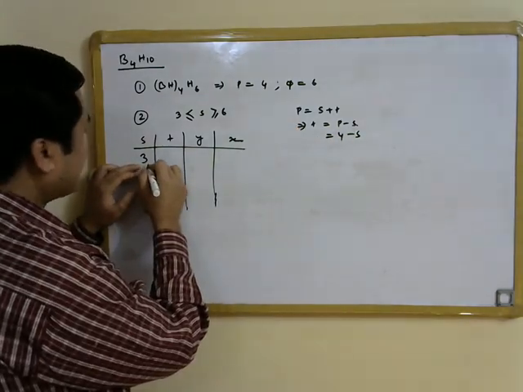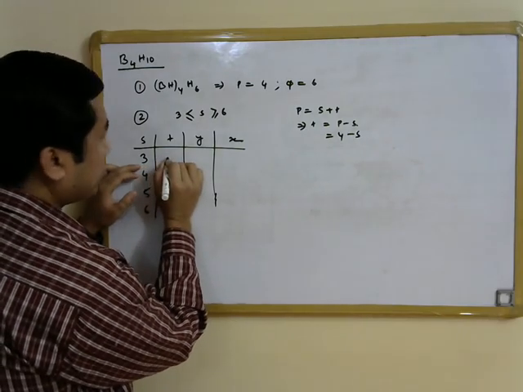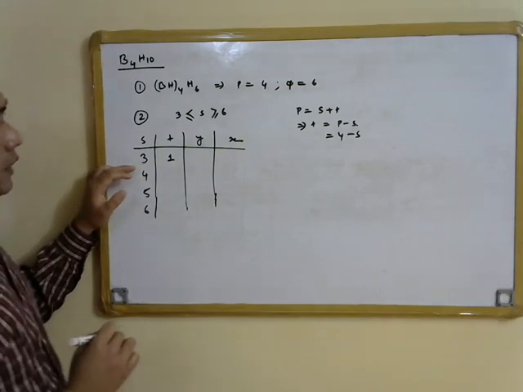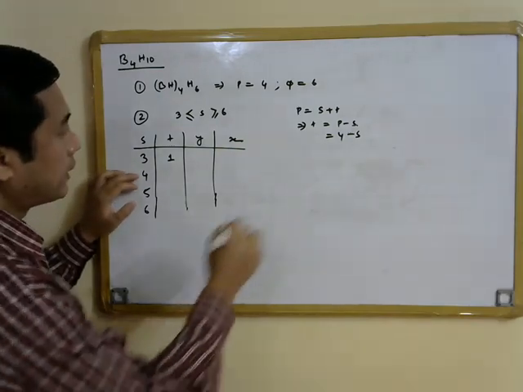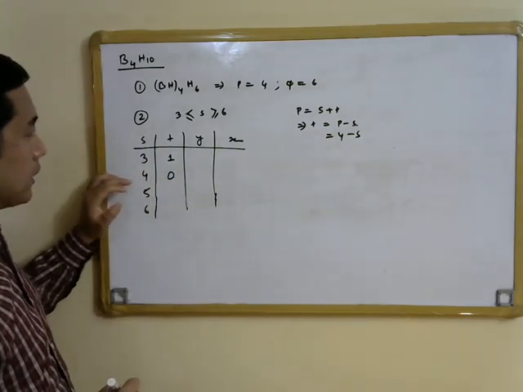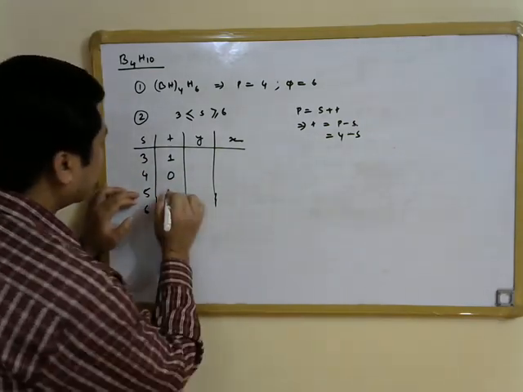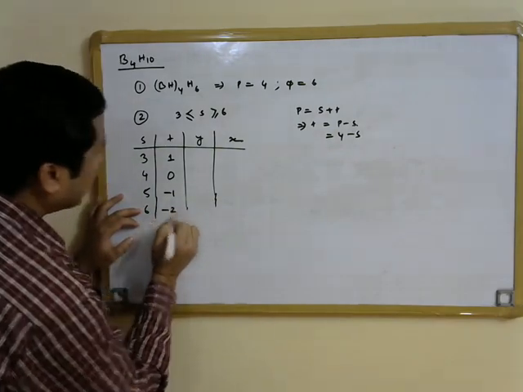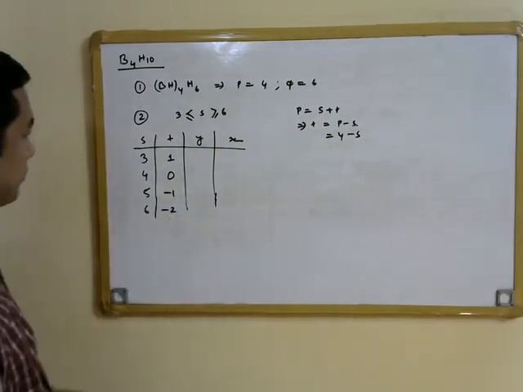So when S is equal to 3, T is going to be equal to 1. 4 minus S is equal to 1, and then when S is equal to 4, T is going to be equal to 0. When S is equal to 5, this is going to be minus 1, and when S is equal to 6, this is going to be equal to minus 2.